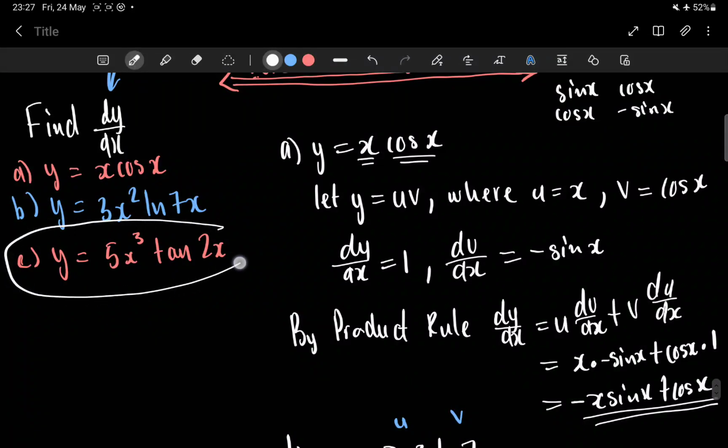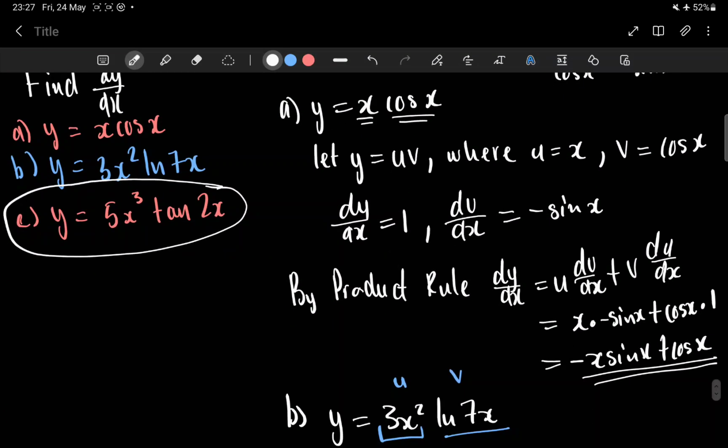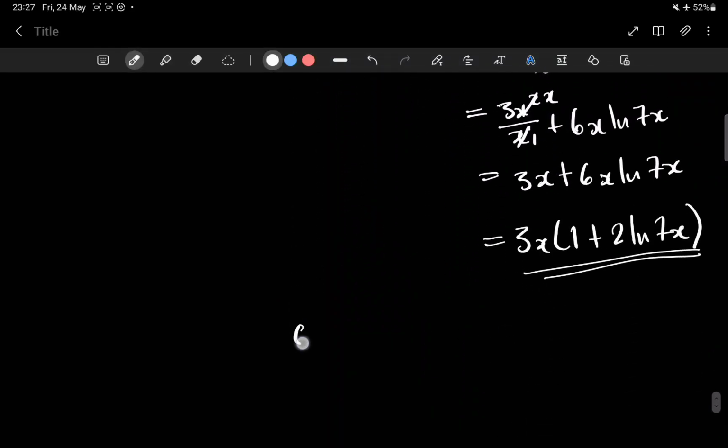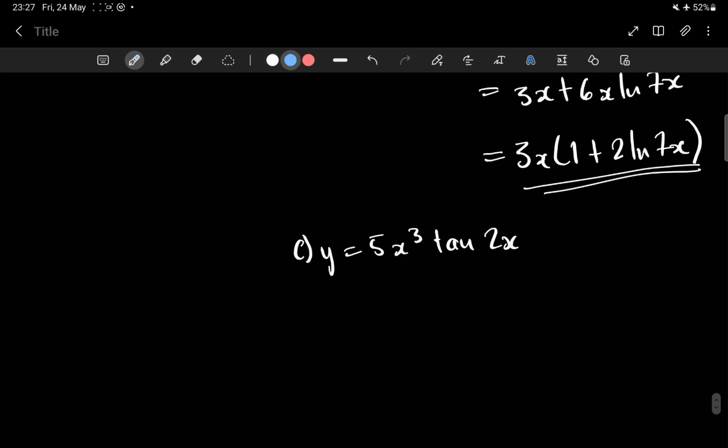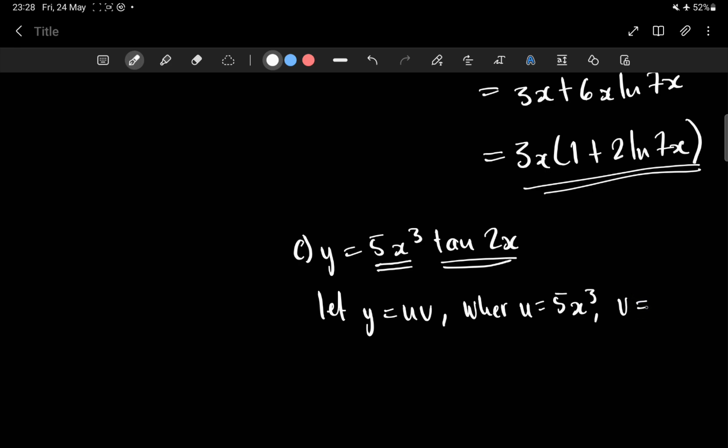Here we have y is equal to 5x cubed tan 2x. So we can have it, part C, y is equal to 5x cubed tan 2x. Okay, we've been told to differentiate it, find dy dx. So what do you do? You're going to say let y be equal to uv, product of two functions. You've seen that this is a function which is multiplying another one, so you know it's the product rule. Remember, they won't tell you. You should see it.